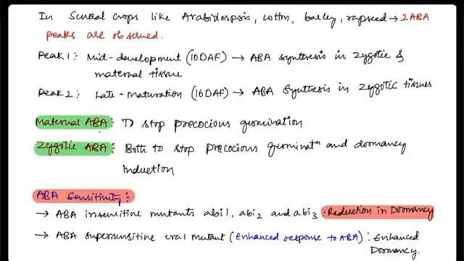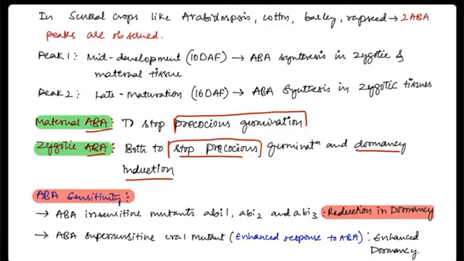I told you about the maternal ABA and the zygotic ABA. Why is the maternal ABA required? This is to stop precocious germination. Secondly, why is the zygotic ABA required? This ABA is required to stop precocious germination and then for dormancy induction. So these are the two different roles that ABA should play.